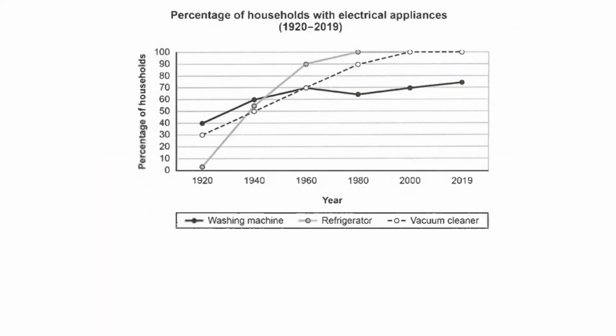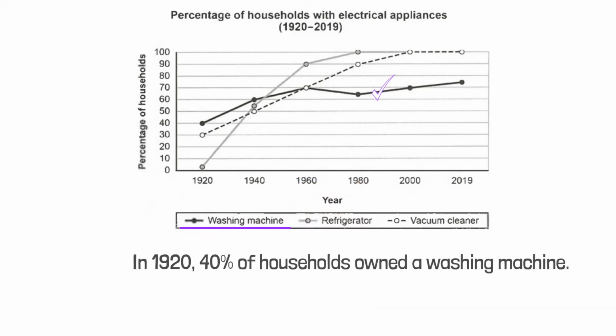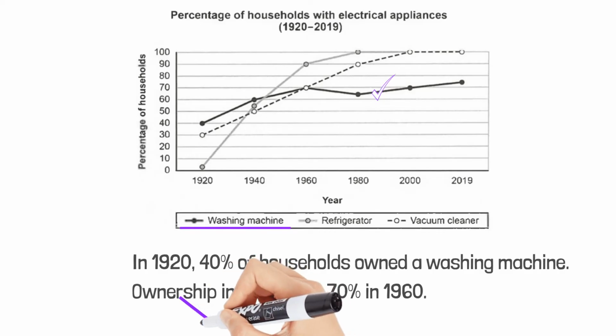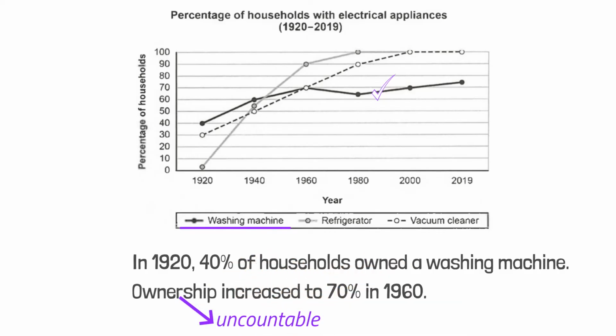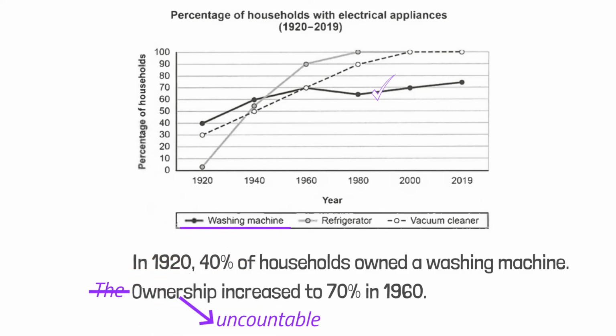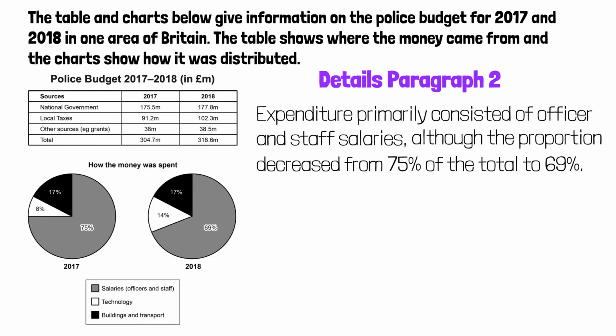Let me give you another example. This slide shows the percentage of households that owned a washing machine. In 1920, 40% of the households owned a washing machine. And then we can say ownership increased to 70% in 1960. Ownership is uncountable, so we just say ownership. We don't need to say the ownership. The context makes it clear that we are talking about washing machine ownership. Now let's go back to these charts. Let's finish the remaining 2 categories.